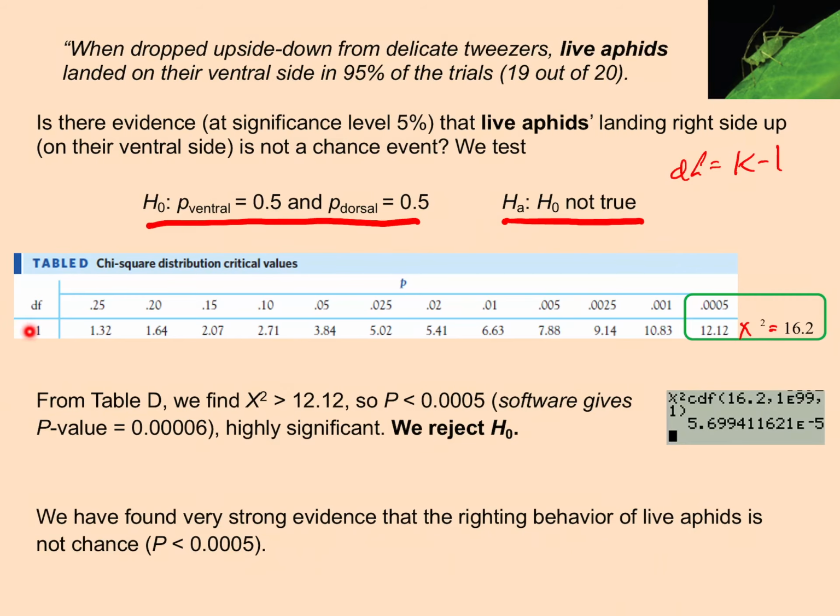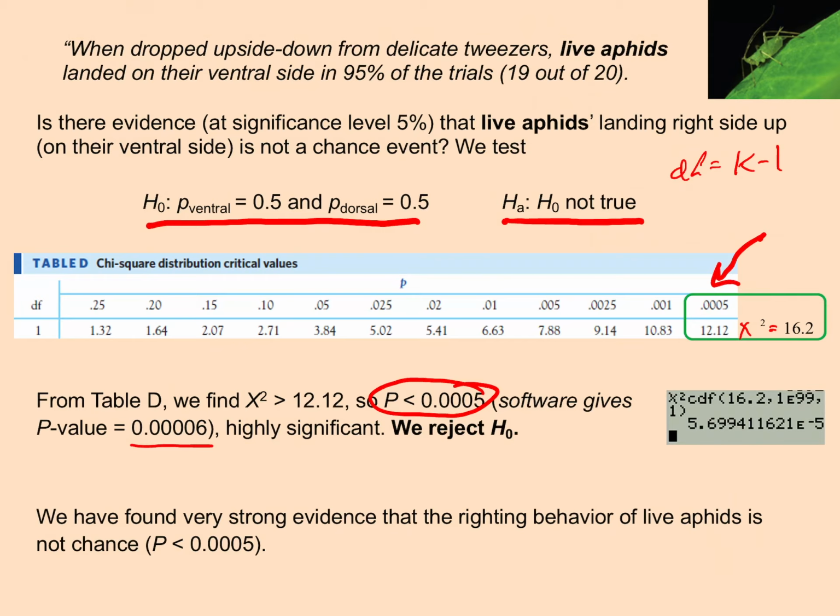And so we look at the first row of our table for degrees of freedom of 1. We go over until we find 16.2, and we see it's not there. 16.2 is way over here somewhere. So notice our p-values get smaller as we go to the right. This means all we can say from the table is that our p-value is less than 0.0005, because that's our last p-value right there. If you run this through software like Minitab, it calculates the p-value more precisely, 0.00006. That is very highly significant, so we reject our null here.